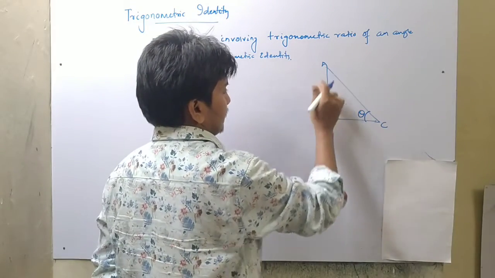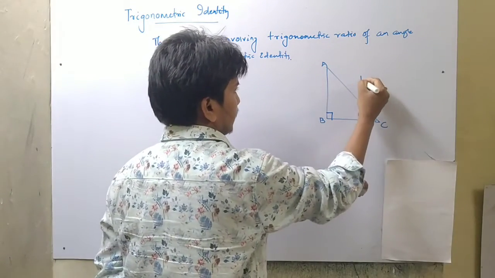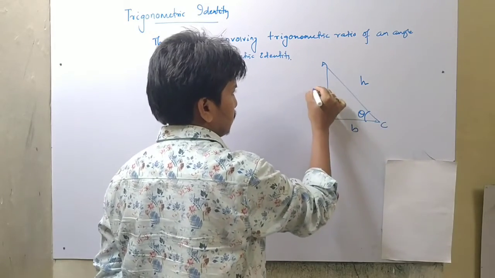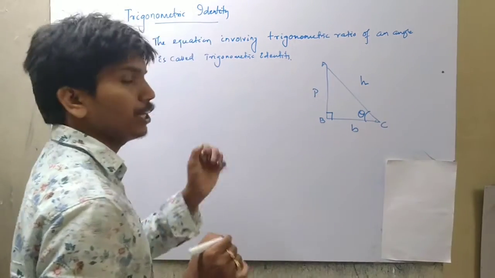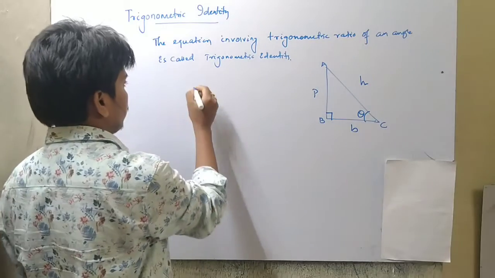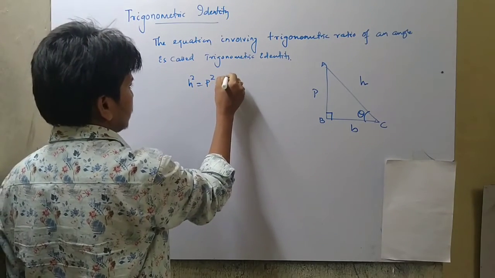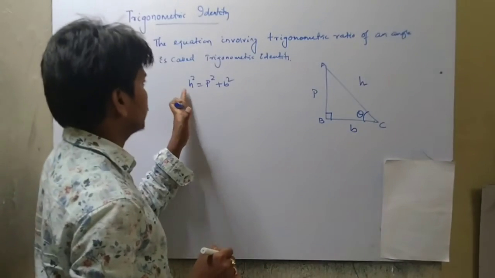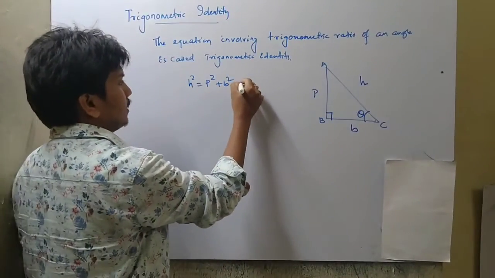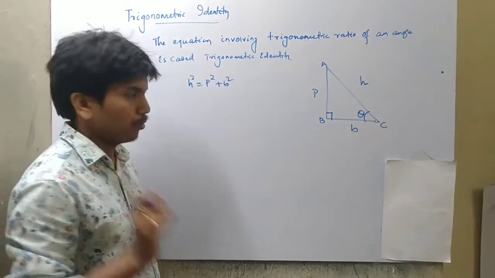This is the hypotenuse H, this is base B and this is perpendicular P. Now, according to the Pythagoras formula, H square is equal to P square plus B square. Yes or no? This is the Pythagoras theorem.